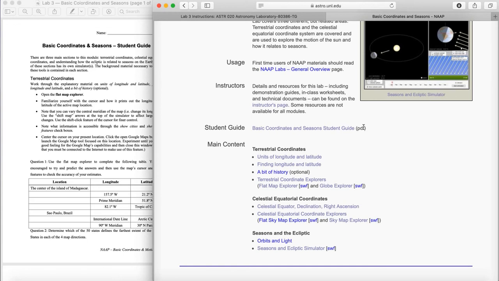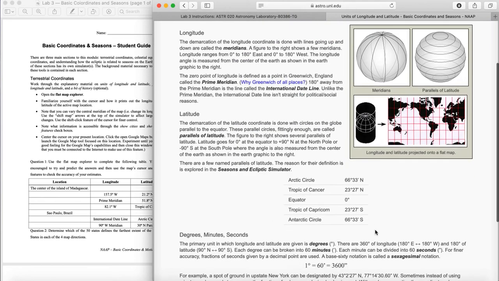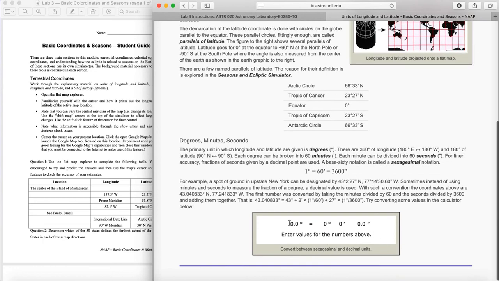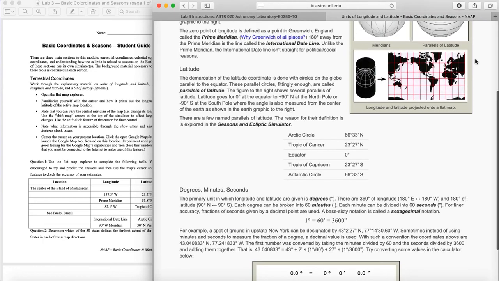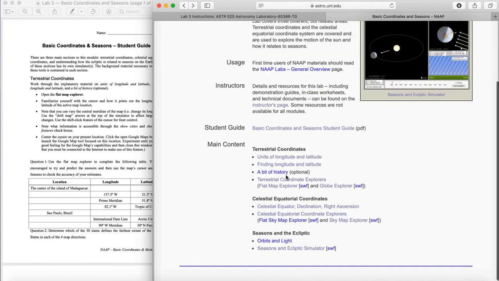All right. So once you have the student guide in front of you, then you can look at the main content. And this is going to have some background pages, for example, units of longitude and latitude. This is explaining the ideas of latitude and longitude, which are also explained in your textbook. But this can be a quick place to just take a look, get an idea of how these different systems work, how they apply to the sphere of Earth, and thus also the celestial sphere, which of course we'll be talking about.